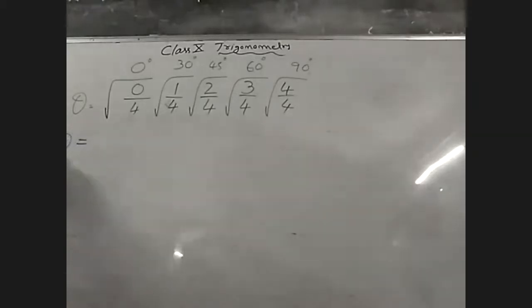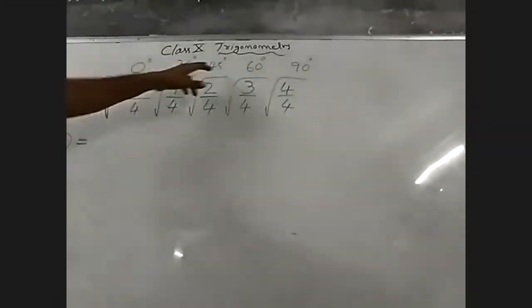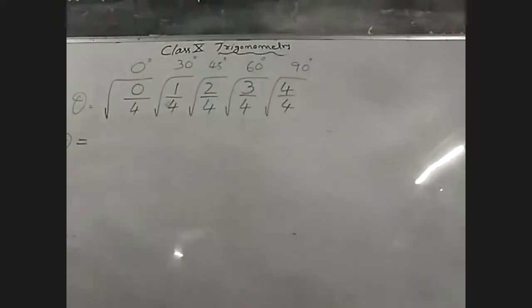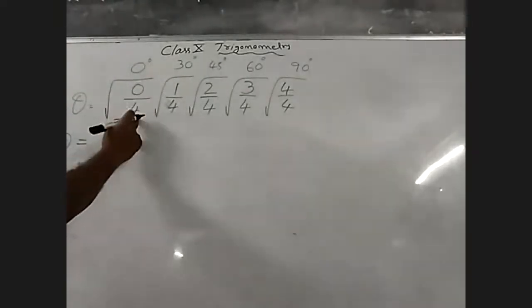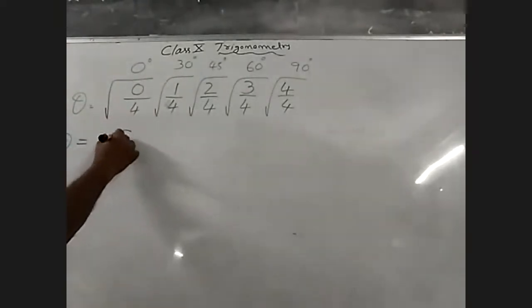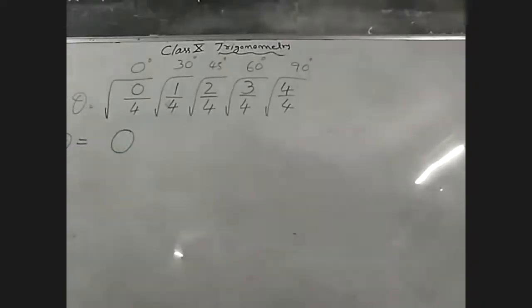So sine, here I am writing sine theta. In the theta place, you have to assume 0, 30 degrees, 45. Now, first is sine 0: 0 by 4 is 0, root 0 is equal to 0. See this part? Sine 0 is equal to 0.